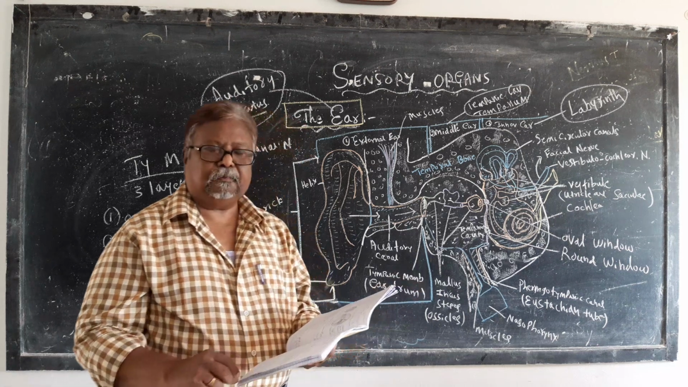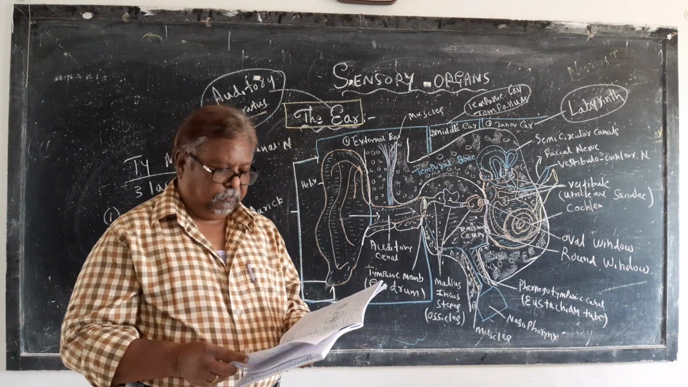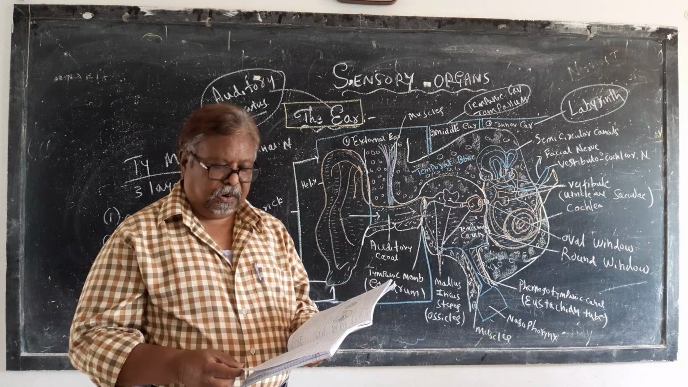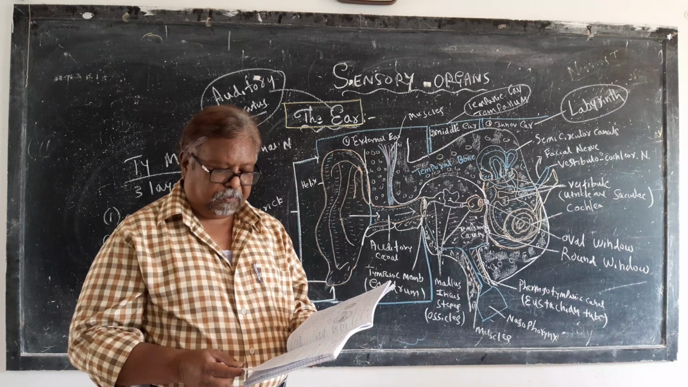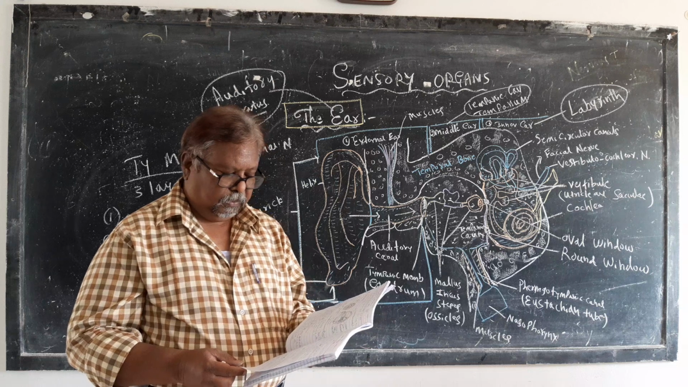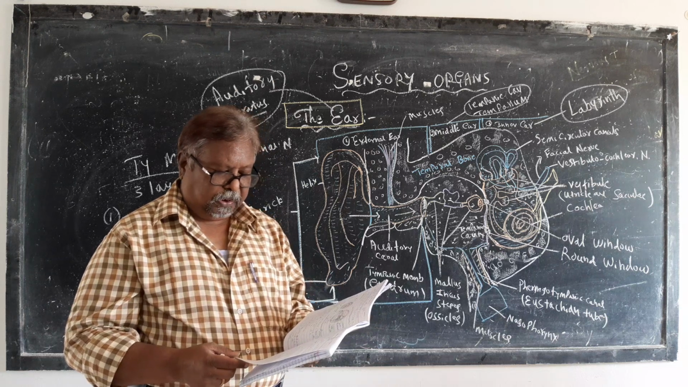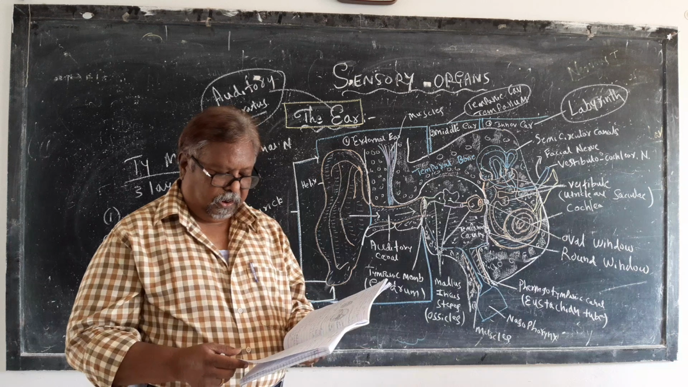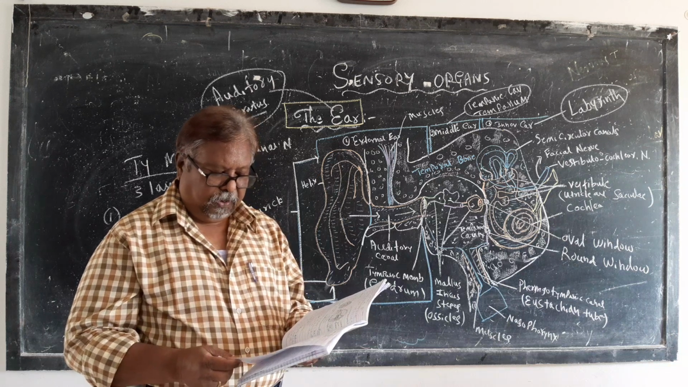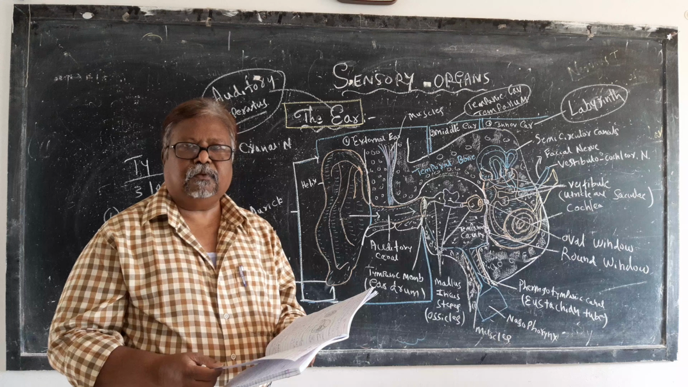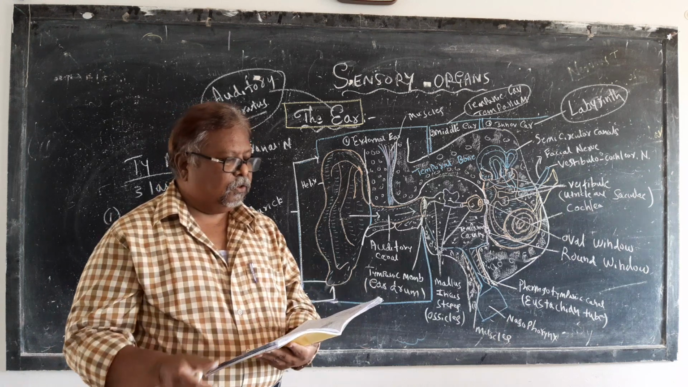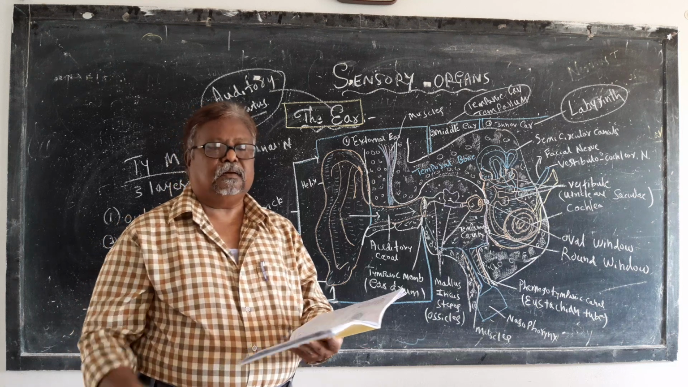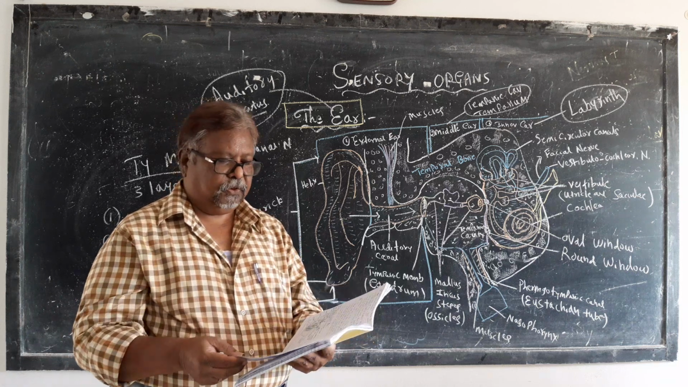The functions of the ear. The ear has two functions: hearing and balancing. The external and middle ear are mainly concerned with conduction of sound to the inner ear. The inner ear contains the vestibule and the cochlea, which are responsible for equilibrium and hearing. So this is all about the ear.